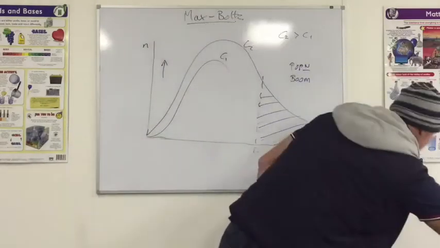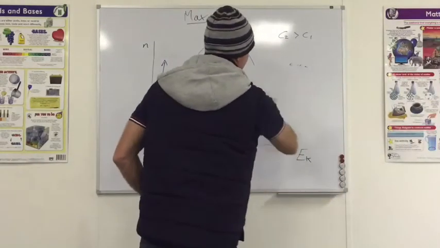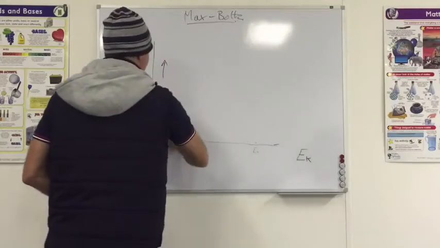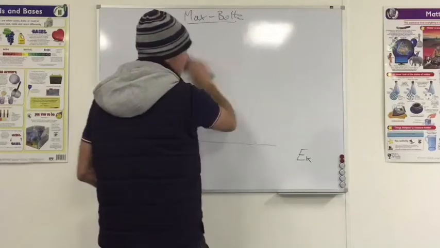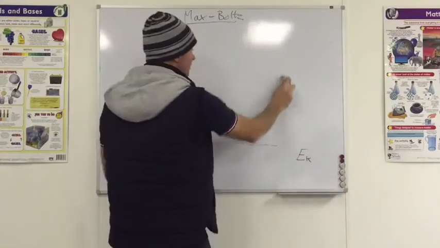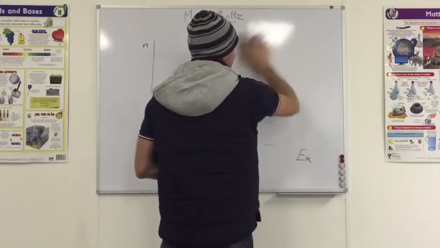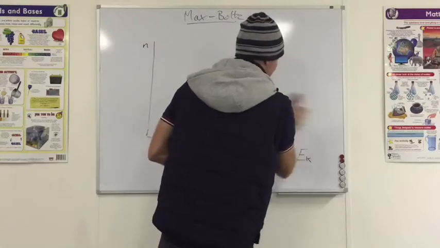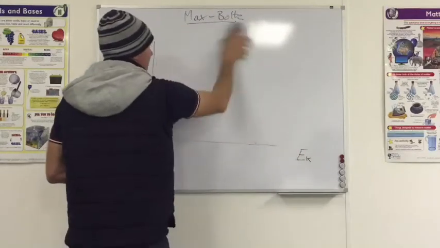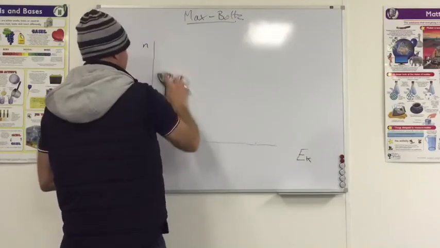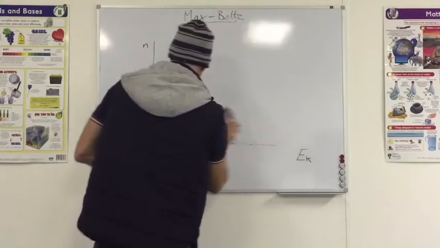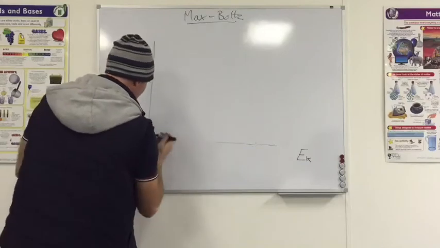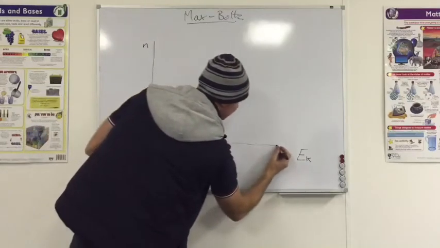Okay, and the last graph to look at is what happens when we add a catalyst. Now, as we said, a catalyst doesn't directly affect the speed of the particles. It doesn't affect the number of particles. So in fact, we're not going to change this curve at all. But it does make the reaction go faster. So you've got to think, how on earth does that happen? Okay, here's our axis.